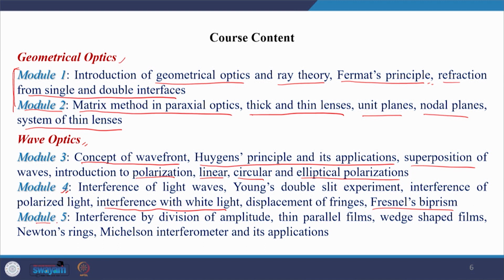In module 5, we will continue with interference, but here we will talk about interference by division of amplitude. Because in module 4, whatever interference was studied, it falls in the category of division of wavefront. Here we will talk about division of amplitude, wherein we will talk about thin parallel films, wedge shaped films, Newton's ring, and the famous Michelson interferometer and its application.